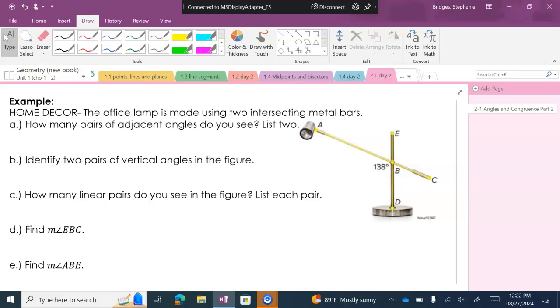And looking at that lamp, how many pairs of adjacent angles do we see? And then it asks you to just list two of them. You said three? I heard two. I heard three. You got three too?